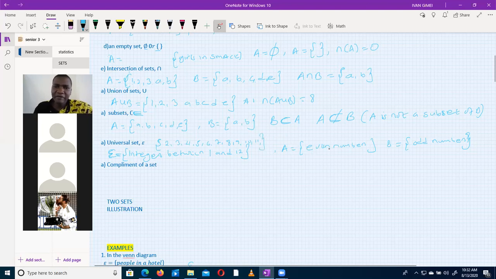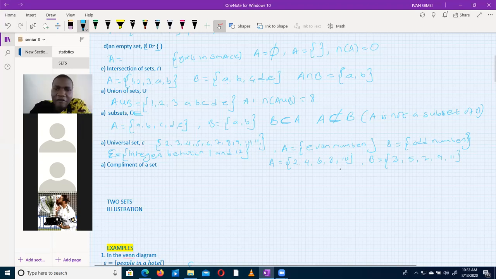Now, even numbers from this, what would be the even numbers? Set A would be having elements 2, 4, 6, 8, 10. That is our set A. Then our set B would be having, we extract elements from this to be having 3, 5, 7, 9, and 11.